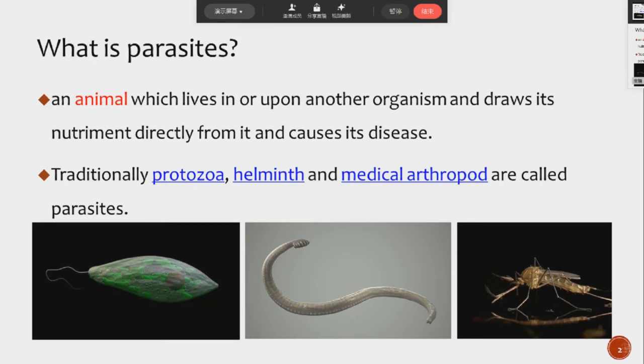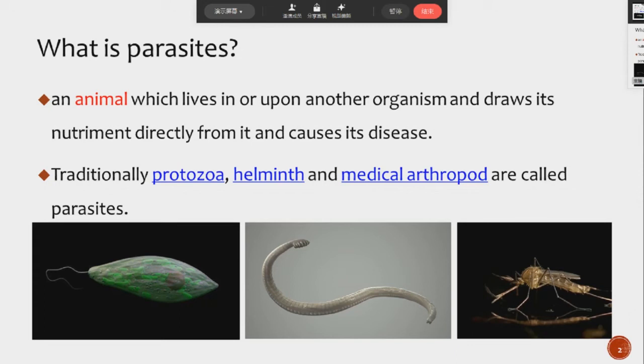So parasites have three big parts. Like this one, can you see this one? Maybe this is so bright. This is one organism, yes? They have one nucleus, which means they are a unicellular organism. For this one, we call them protozoa. And like this one and this one, they are multicellular organisms.